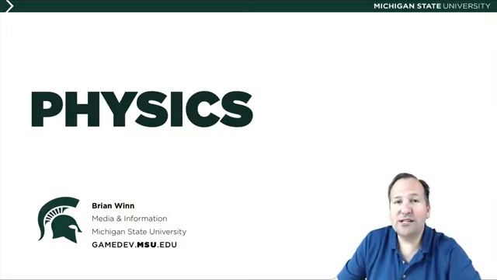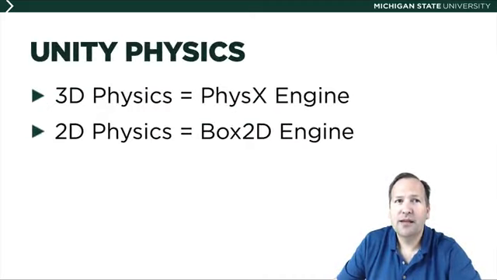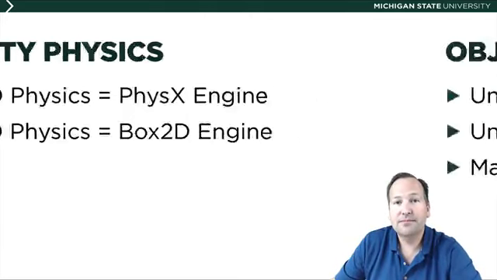In this video, we'll discuss physics. Physics is an important part of many games. Unity actually has two physics engines, one for 3D physics based on the PhysX engine, and one for 2D physics based on the Box 2D physics engine. In Roller Madness, we'll be using just the 3D physics since this is a 3D game.